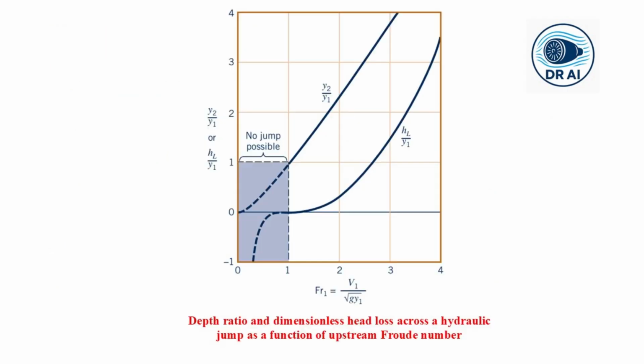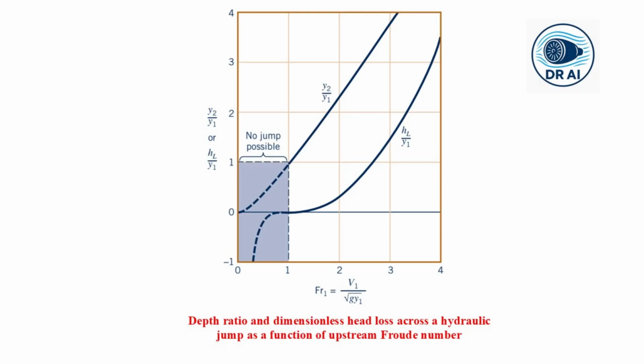Now look at this particular figure. It plots this depth ratio as a function of Froude number. Notice that the curve only makes physical sense for Froude number greater than or equal to 1. If the Froude number is less than 1, this equation gives a ratio less than 1, meaning that the depth would decrease. But we never see a reverse hydraulic jump, meaning that the water does not spontaneously jump from deep to shallow.